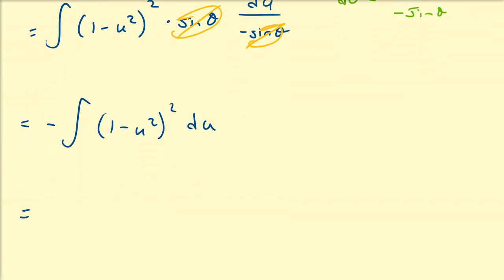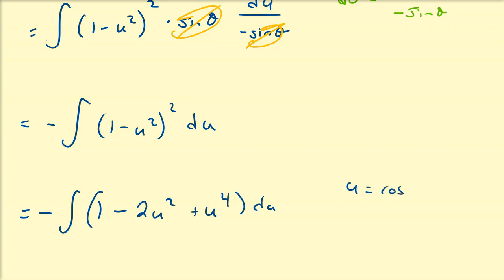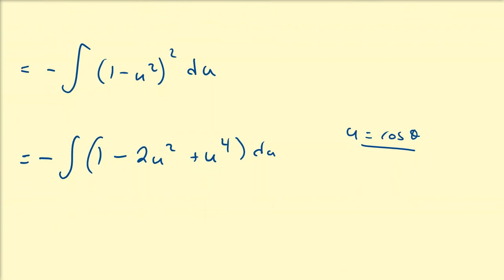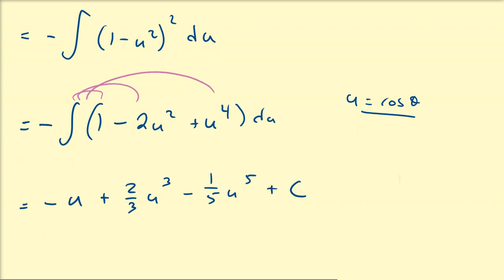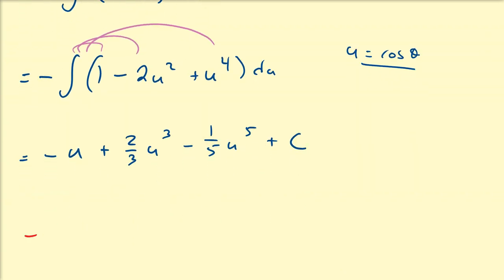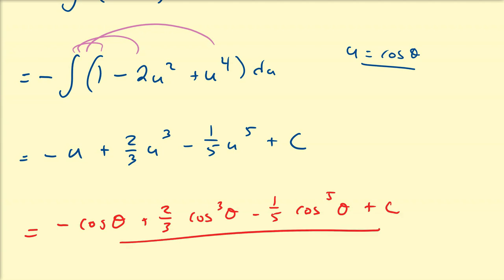Then I could use my binomial expansion tricks and rewrite this as 1 minus 2u squared plus u to the 4th du. And remember, u is equal to cosine of theta. And then use my power rule on each of the terms. So this is going to be equal to negative u plus 2/3 u cubed minus 1/5 u fifth plus c. So rewriting my integral in terms of theta, this should be minus cosine theta plus 2/3 cosine cubed theta minus 1/5 cosine fifth theta plus c.